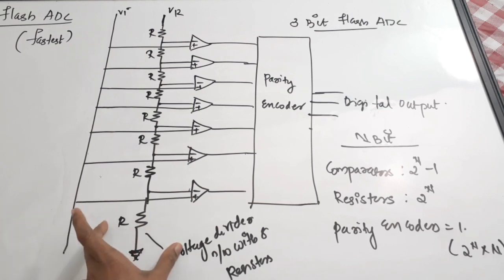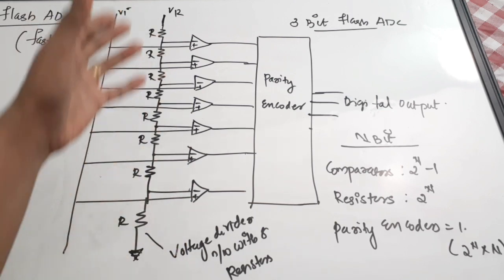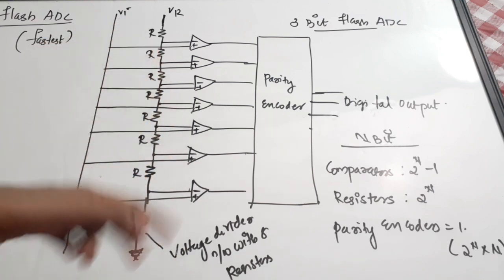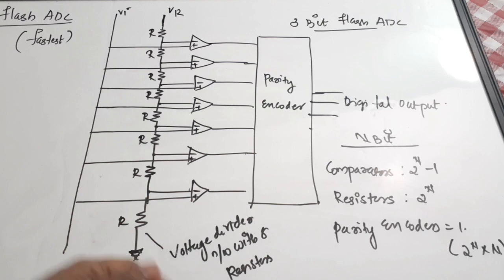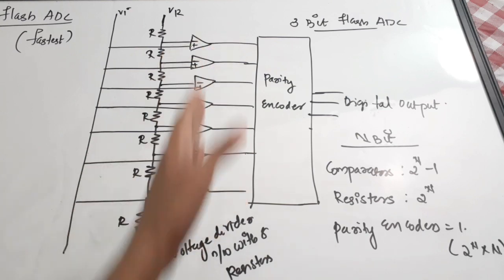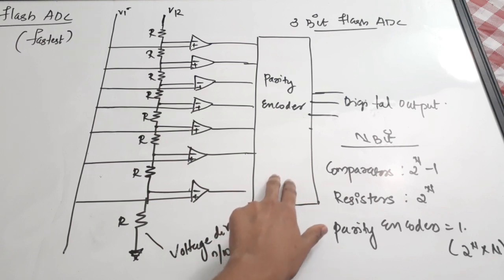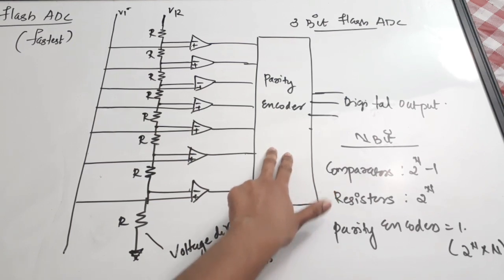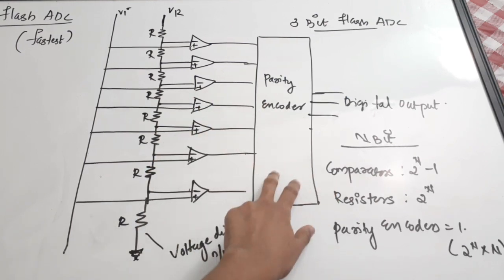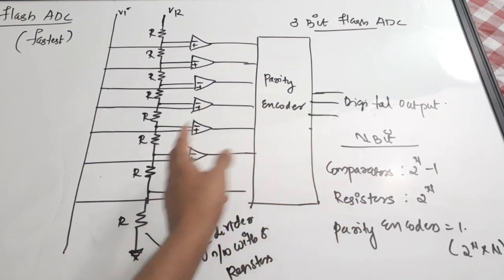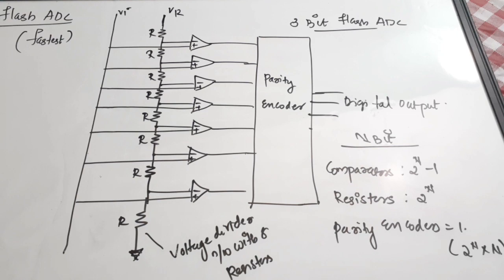There is a reference voltage we apply across a voltage divider network. This is a voltage divider network of various resistors connected in series, and there is a set of comparators. The comparators' results are given to the parity encoder, which will encode. We know that the encoder will produce a digital output. It will encode the sequence and produce a digital output. So this is a 3-bit flash ADC.